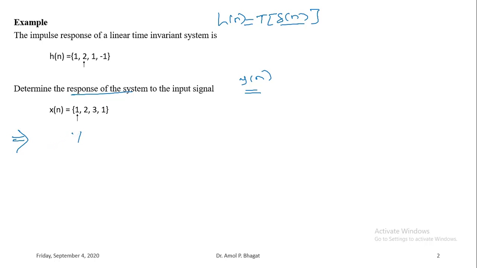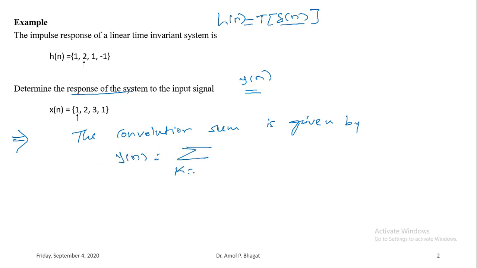The convolution summation is given by, what is the formula for that? y of n is equal to summation k equals minus infinity to infinity x of k into h of n minus k. This is the formula for identifying the overall response of the system by using the input sequence and the impulse response. But we want to solve this example by using the graphical method.